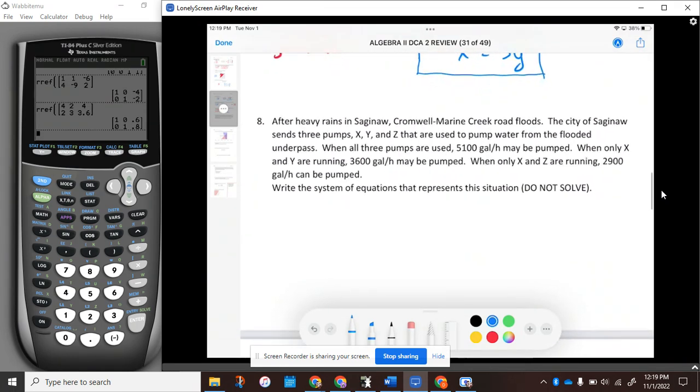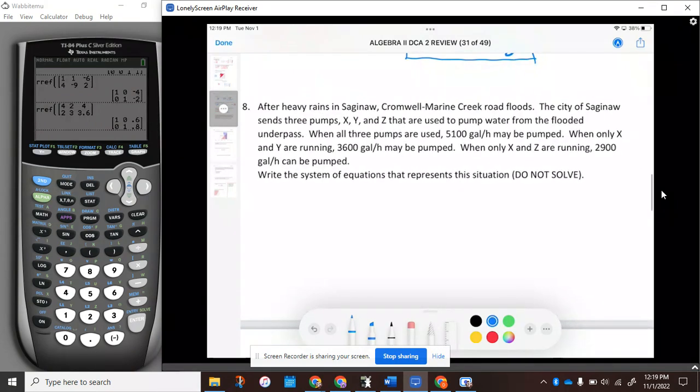Problem number 8, we got us another word problem. We've got 3 different water pumps, X, Y, and Z, that are taking water off of a flooded road. Okay? So when all 3 pumps are used, you get a total of 5,100 gallons per hour. Okay? If we're talking all 3 of the pumps, X and Y and Z, what is that in math terms? It's just X plus Y plus Z. Just straight up adding all 3 pumps all at the same time is a total of 5,100.